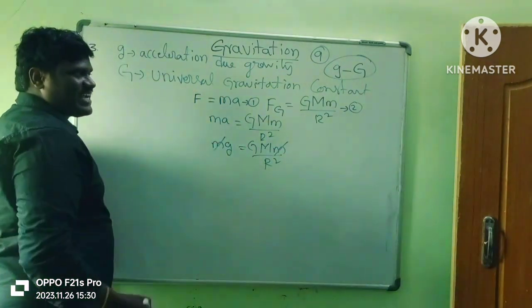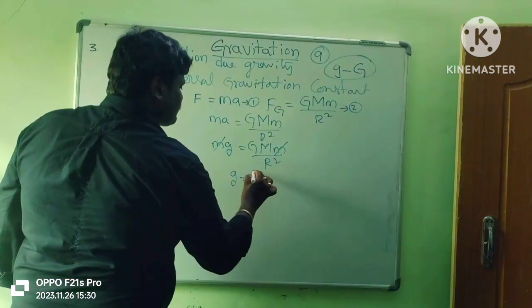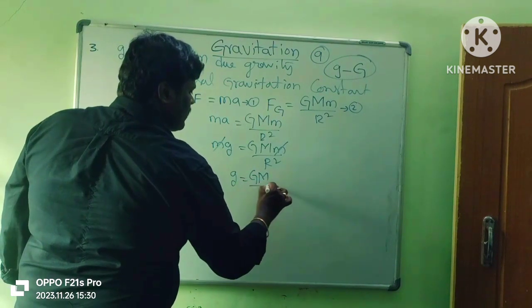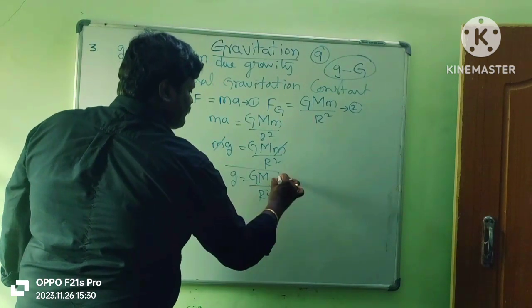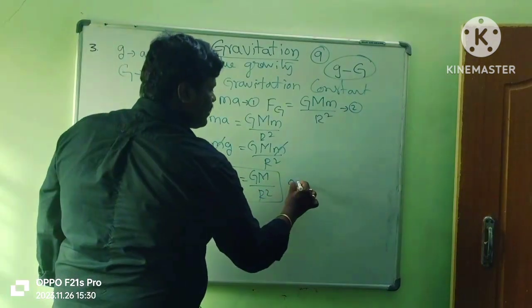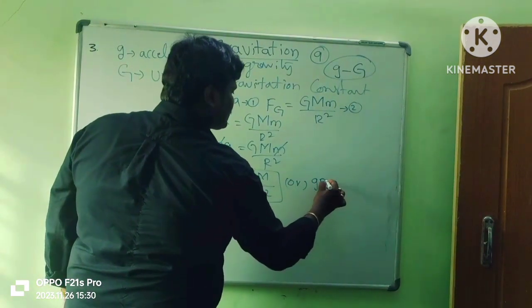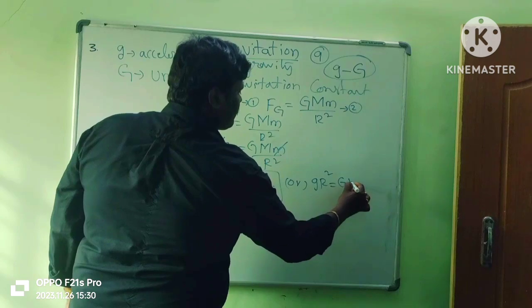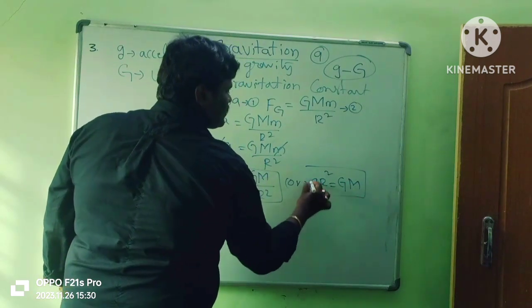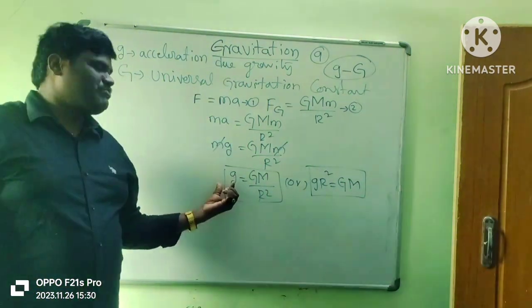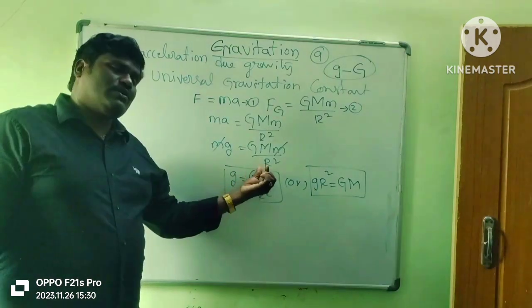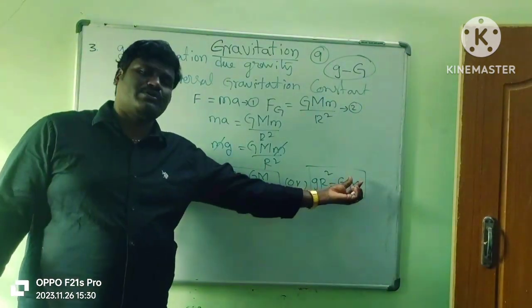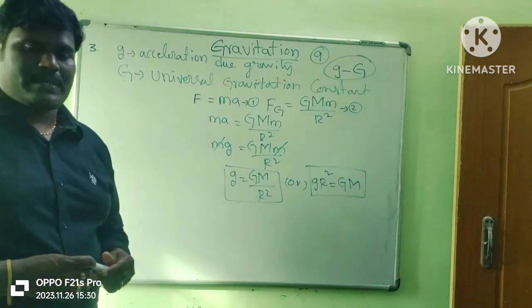Small m and small m get cancelled. Now small g is equal to capital G, capital M by r square. So g is equal to GM by r square, or you can also write g r square is equal to GM. So this is the relationship between small g and capital G, that is g equal to GM by r square, or g r square is equal to GM.